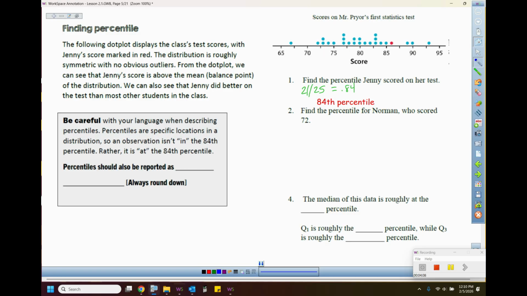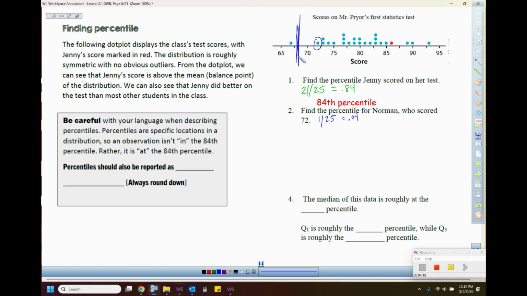So 72. Norman, yep, it was this guy right here. He was just 1 dot less than that dude right there. Do you see there is 1 dot lower than the 72? So this is Norman right here. And how many dots were lower? 1 out of the 25.